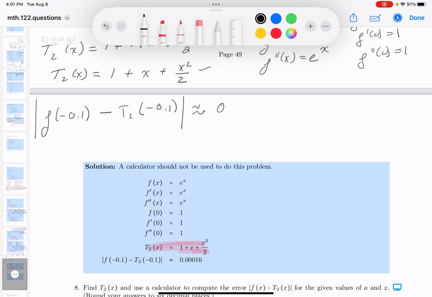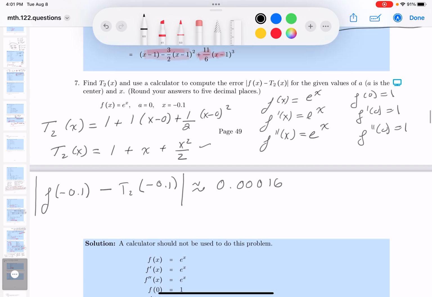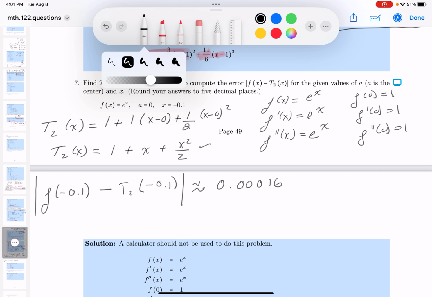What number should you get? 0.00, there are 3 zeros, then 1.16. That's a pretty good approximation, by the way. It's accurate to a high level of precision. It says rounded to 5 decimal places. What does that mean? 5 numbers after the decimal point. I will be posting a Sage video here, and so you can see how to do it on a computer. Okay? Thank you.